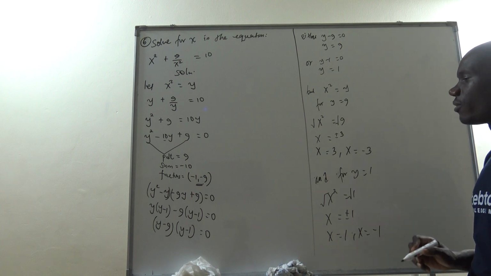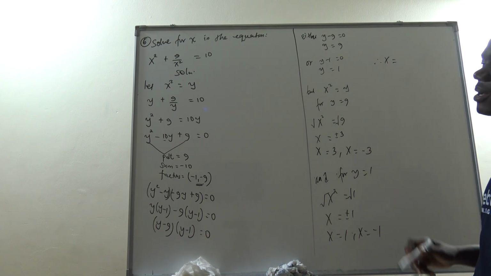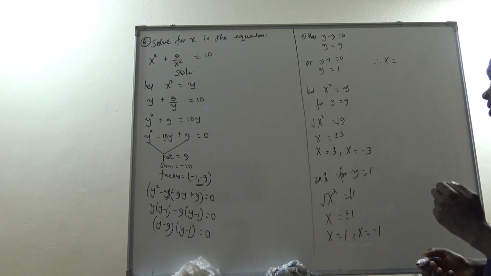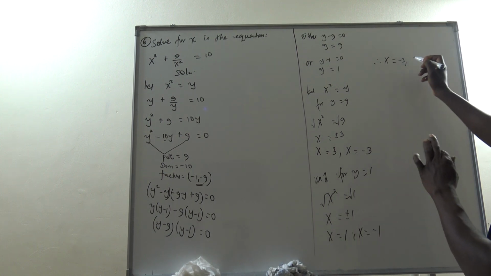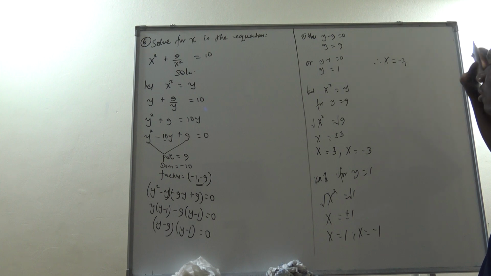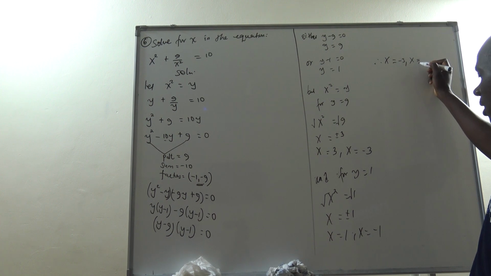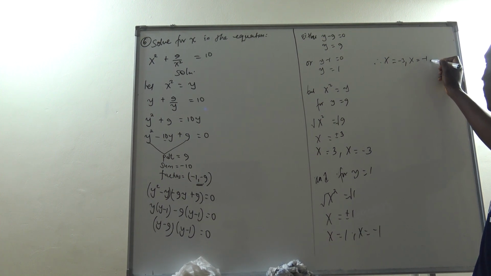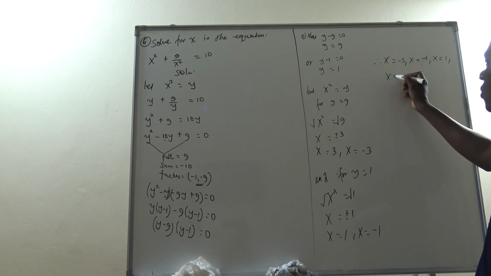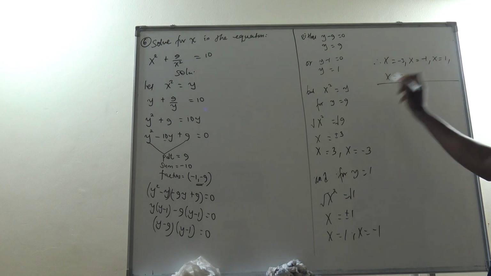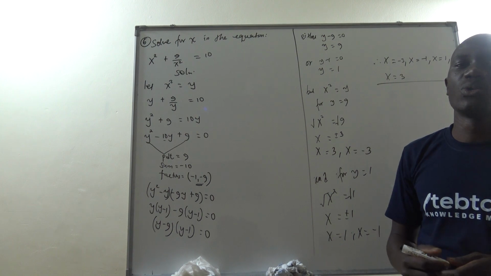So can you conclude very well in ascending order, from the minimum up to the maximum? My values of x: x equals negative 3, comma. Don't always just say "or"; always use the value x equals. Don't feel tired of writing x. Another one, x equals negative 1, comma, x equals 1, comma, x equals 3. So these are the solutions of x to the given question.